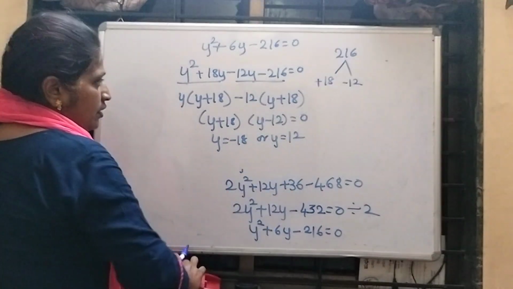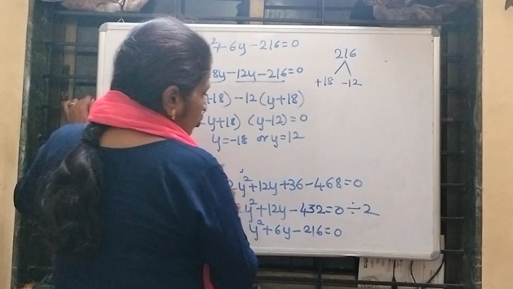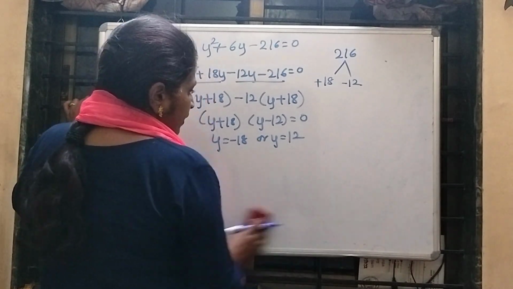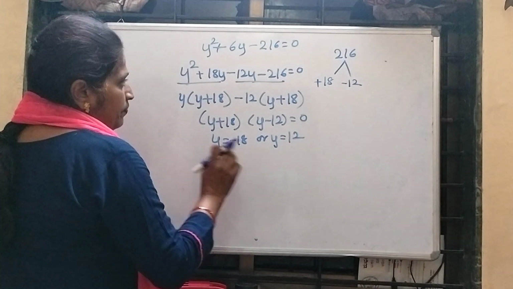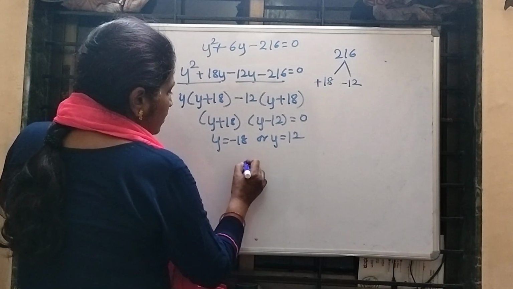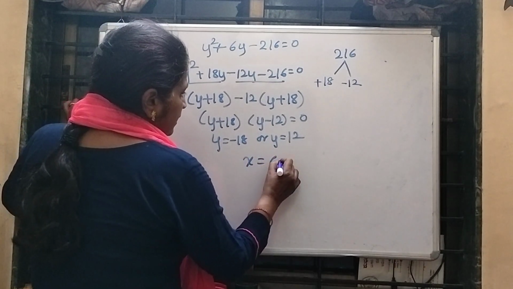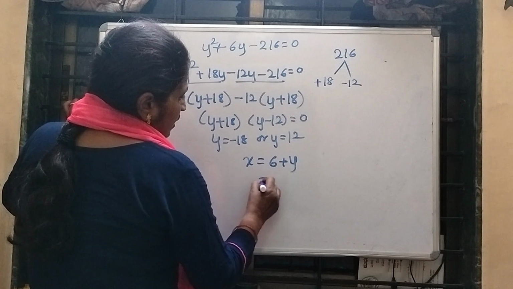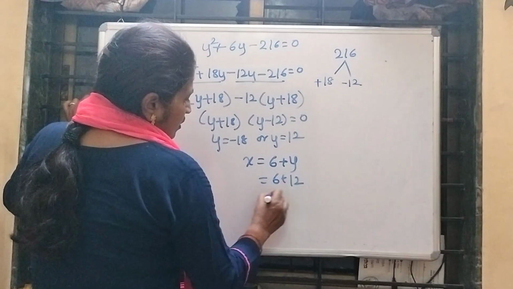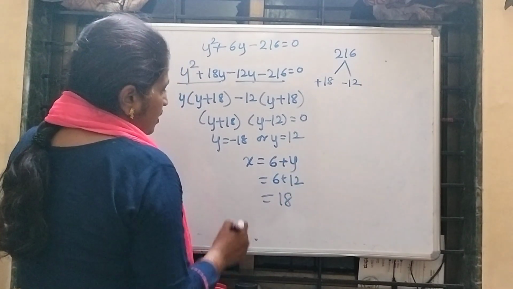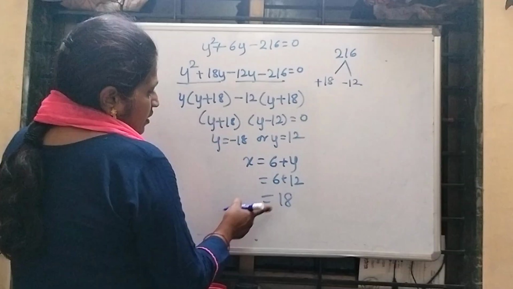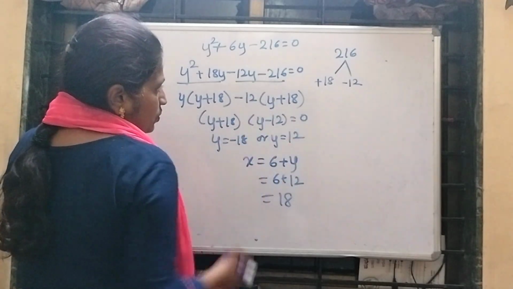Because the side of a square cannot be negative, we'll take y is equal to 12. Now our second equation was x is equal to 6 plus y, that is 6 plus 12. So the answer: the side of the first square is 18, the second square is 12.